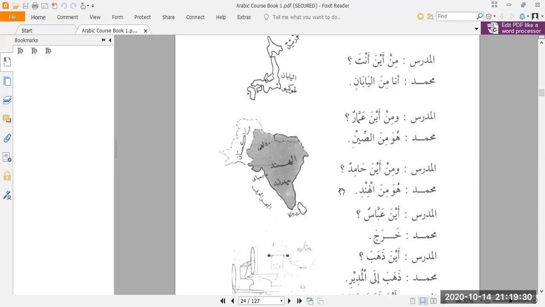Al-Mudarrisu, wa min ayna Hamidun? Muhammadun huwa min al-Hindi. The teacher asks, and where is Hamid from? Muhammad replies, meaning Hamid, huwa, he is from al-Hindi. He is not from a Hindi movie. Huwa min al-Hindi, he is from India.